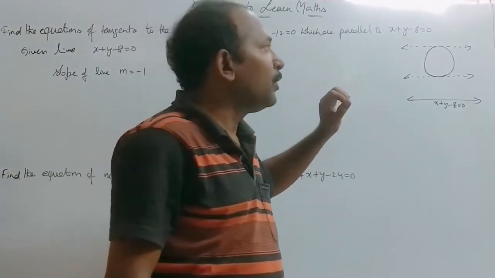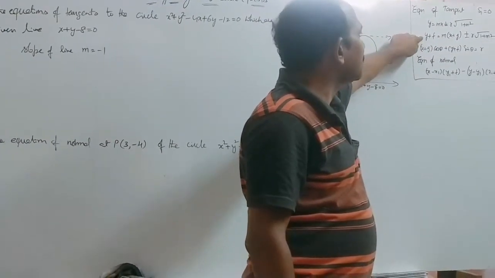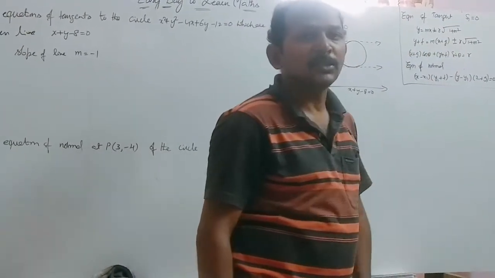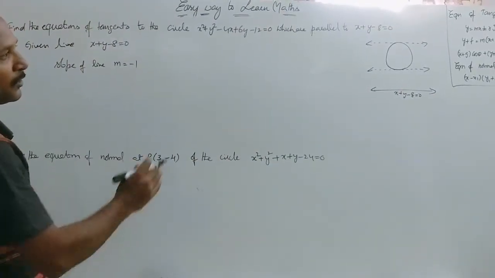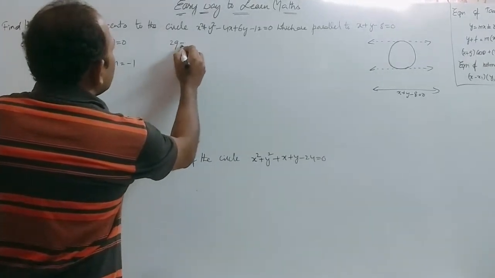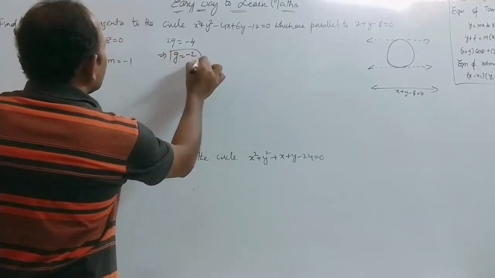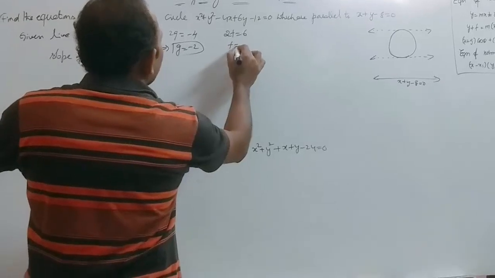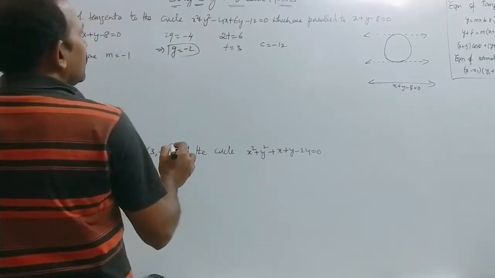Now we have to make use of the slope form, which is y plus f is equal to m into x plus g plus or minus r into root of 1 plus m square. Now let us find g, f and the value of r, the radius. Therefore here in this equation 2g equal to minus 4, that implies g is equal to minus 2, and here 2f is equal to 6, that implies f is equal to 3, and c is equal to minus 2. Let us find the radius also.